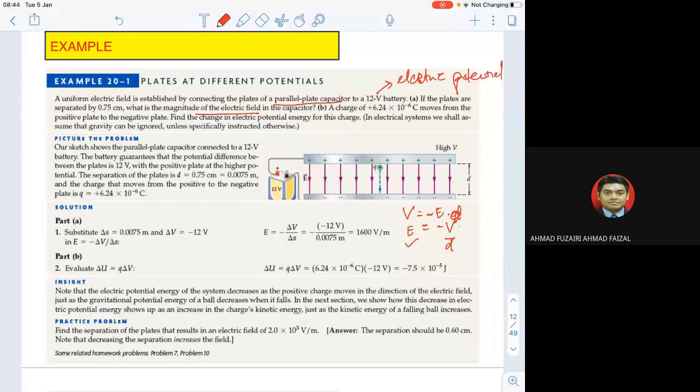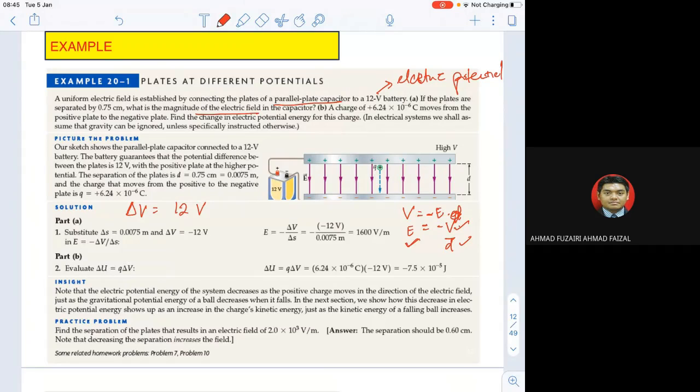We have electric field, electric potential, and displacement. It happens in the question that we have a 12-volt battery. The 12-volt battery is a potential difference, meaning delta V.